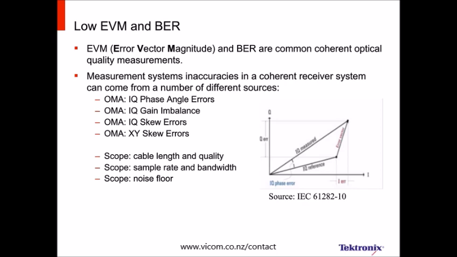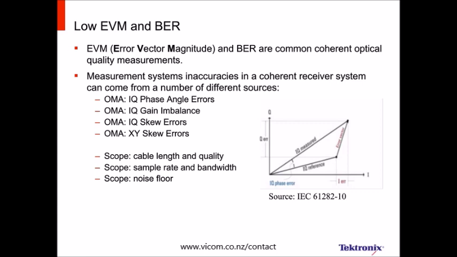And so if you were trying to put the symbol down here where it's saying reference, but the symbol actually went way up here where it says measured, then there's an error vector that goes from where it was supposed to be to where it actually was. And the magnitude of that vector then is a magnitude of how far things went wrong.